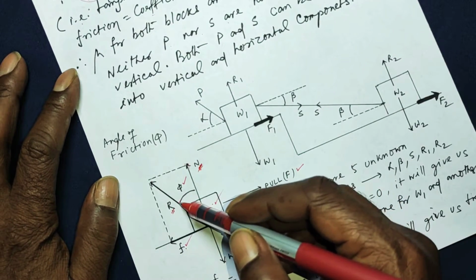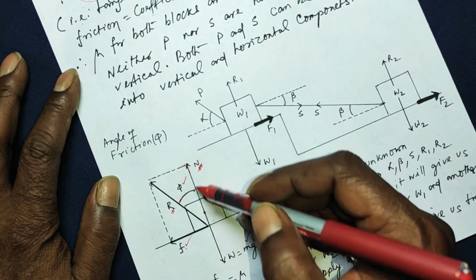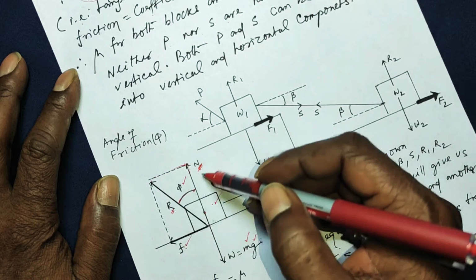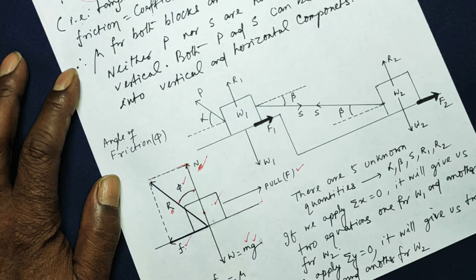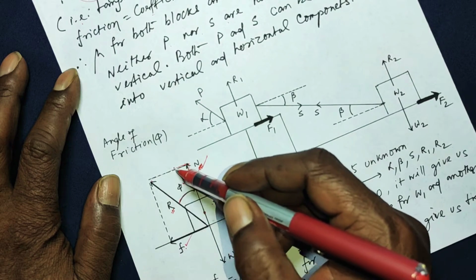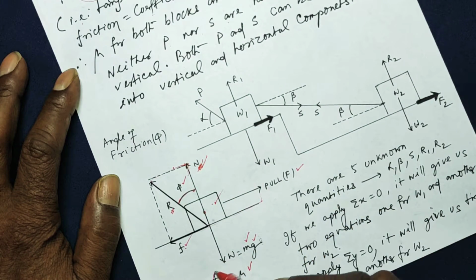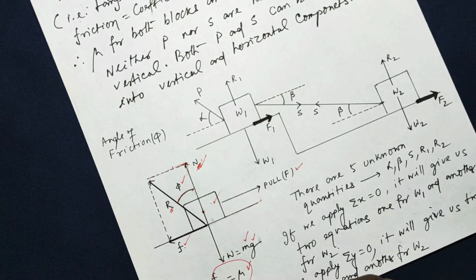So if you take tan phi, tan of this angle will be perpendicular over base, and this perpendicular is the same thing as F, and the base is your normal reaction. So your tan phi will be perpendicular over base, that is F over N. And from the laws of friction, F over N was your coefficient of friction.